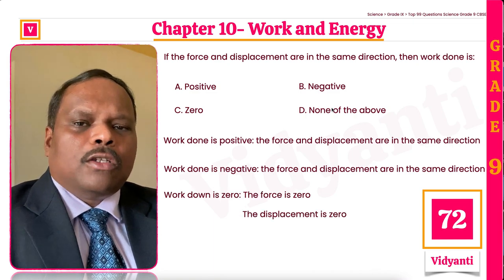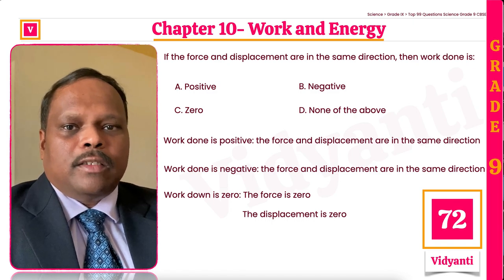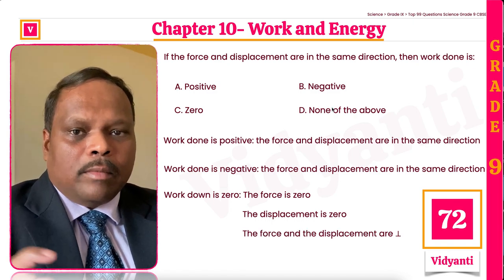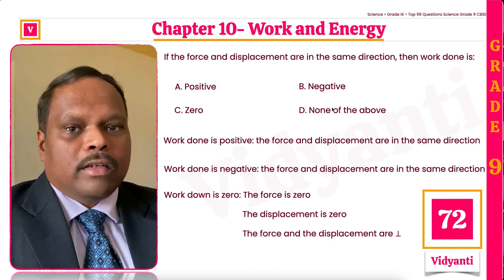And work done can also be zero if the force is zero, if the displacement is zero, or if the angle between them is perfectly 90 degrees, then the work done is zero.